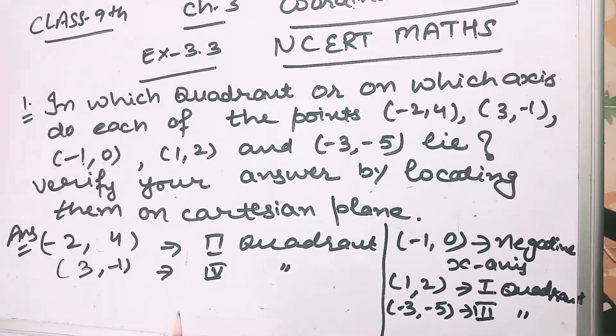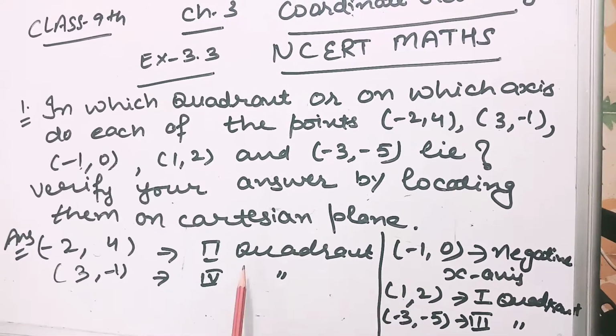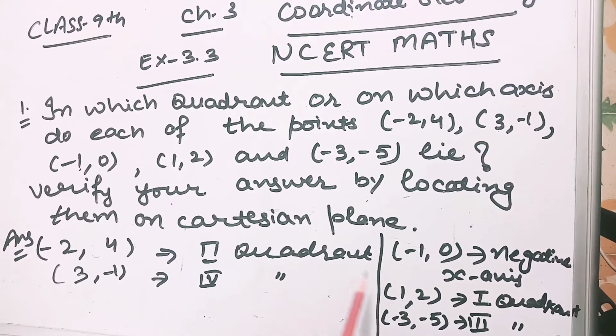So firstly you have to write these names by seeing the signs. Then you have to verify, locating these points in the Cartesian plane. You will find that both have the same answer, the same quadrants. So this is the verification of the first question, and you have to write these quadrants also. The first question is completed.